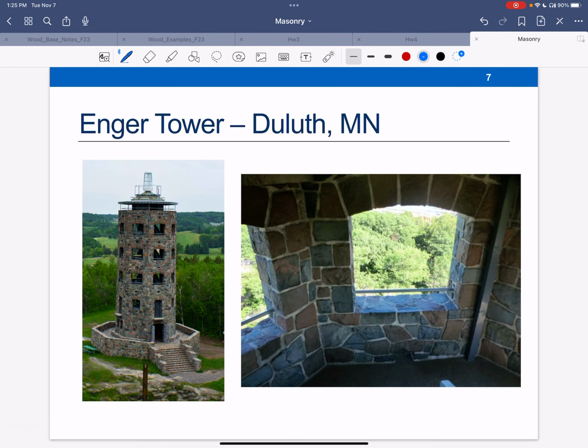Here's Inger Tower. This is another stone. There's actually a lot of stonework around Duluth, because Duluth had so much growth at the turn of the 1800s to 1900s, the early 1900s. We have a lot of historic structures around here. We have a lot of houses that actually have stone basements, stone walls, brick as well throughout, not just brick facing. So Inger Tower is a good example.